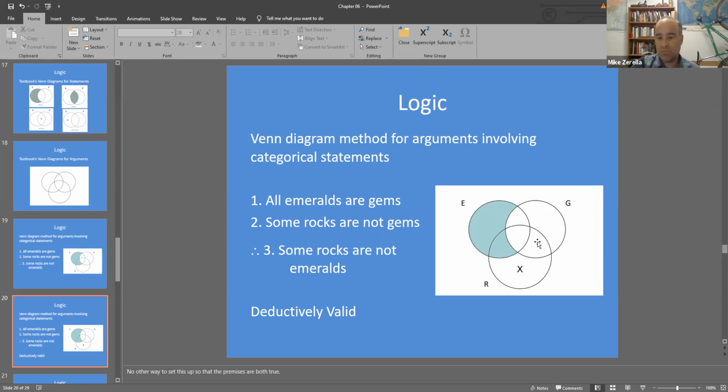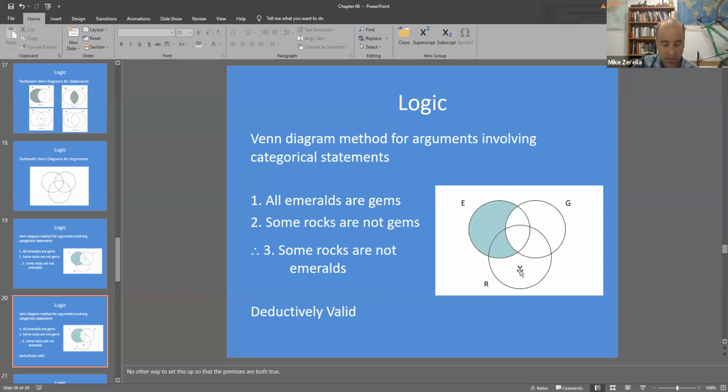So it's in the rock circle, but not in the gem circle. So here it is. So some rocks are not gems. All right, now we've represented the two premises here, and so we can move on to see how this diagram represents the conclusion. Some rocks are not emeralds.